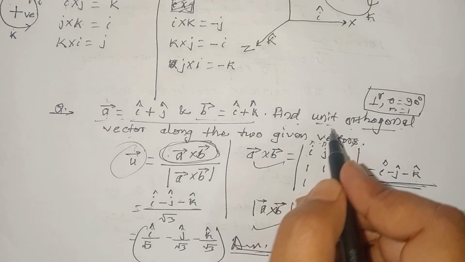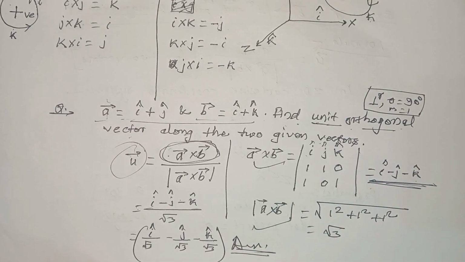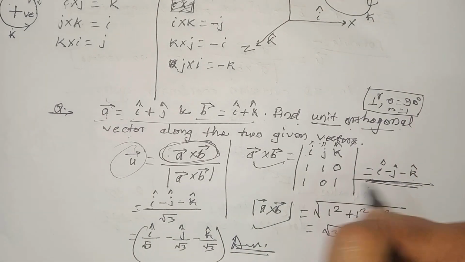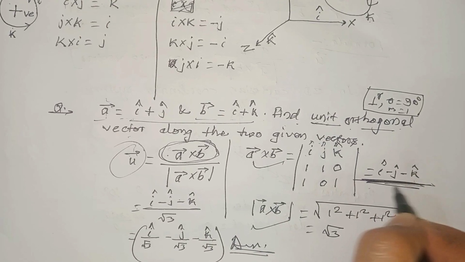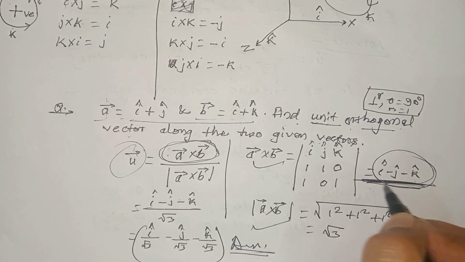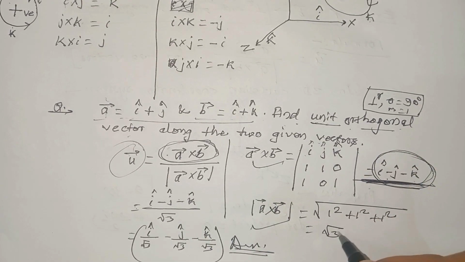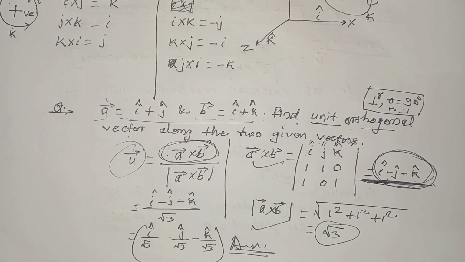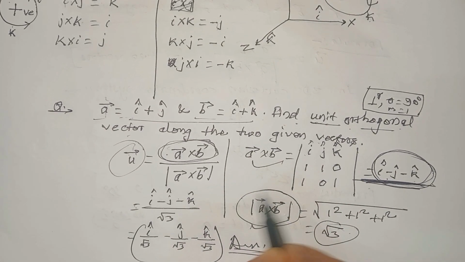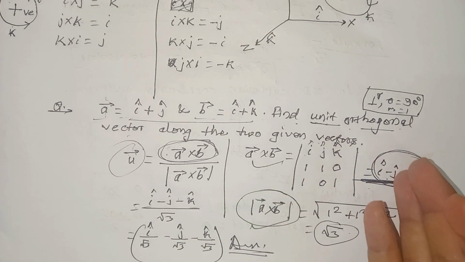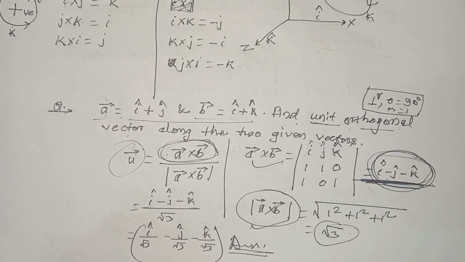But the question says unit vector. That perpendicular vector must be a unit vector also. To make it a unit vector, we divide by its own magnitude. This magnitude is found only to make it a unit vector. So we did that here and we got it.